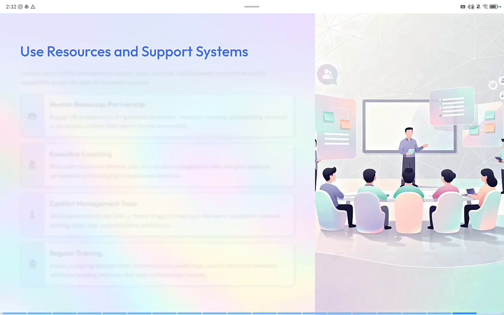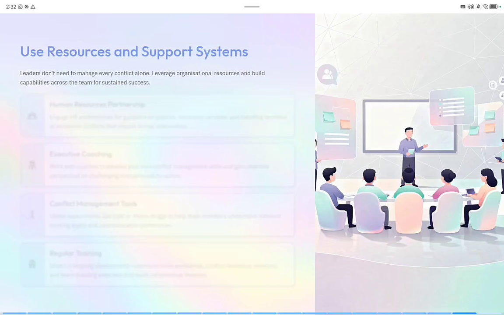Use resources and systems that support you. Okay? Leaders don't need to manage every conflict alone. Now, this is extremely key. I want all of you to repeat this sentence with me right now. Ready? On the count of 3, 2, and 1. Leaders don't need to manage every conflict alone. That's true. Leverage organization resources and build capabilities across the teams for sustained success.